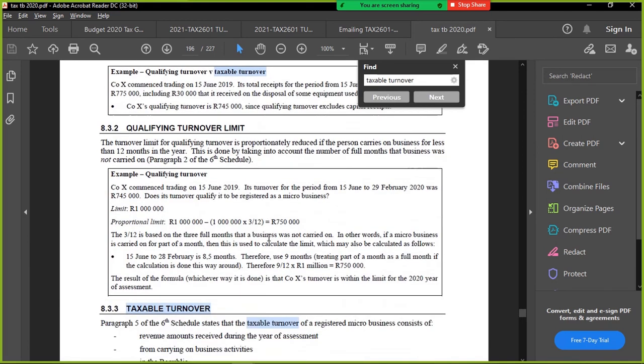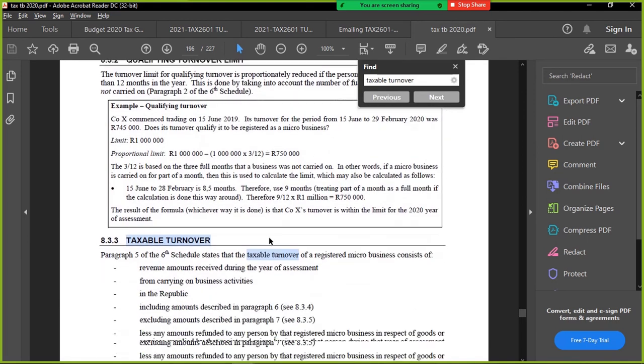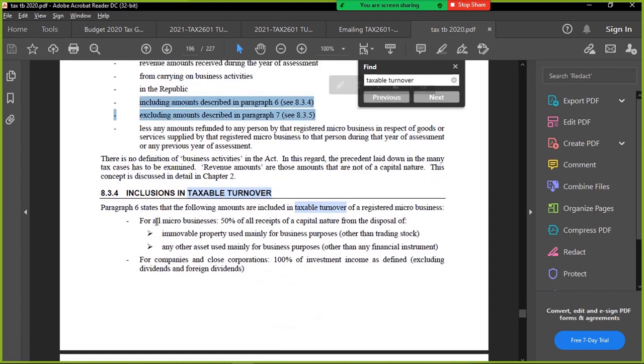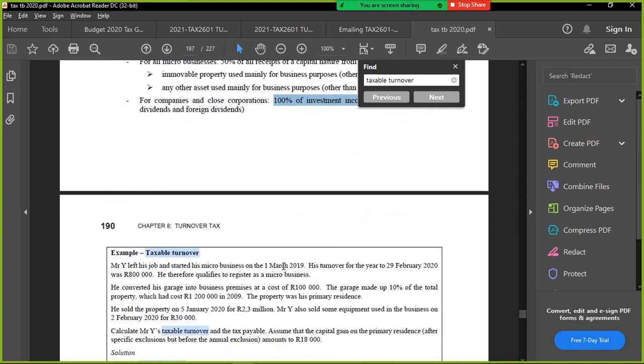Okay, here's another example. Taxable turnover: revenue receipts carrying on a business in the Republic, including receipts as per 8.4. So you can include some of it. For micro businesses, 50% of all receipts of capital nature from the disposal of immovable property, but you don't have any of that, and other assets mainly for purposes of the business. Okay, 100% of investment income as defined. Right, do you see that?